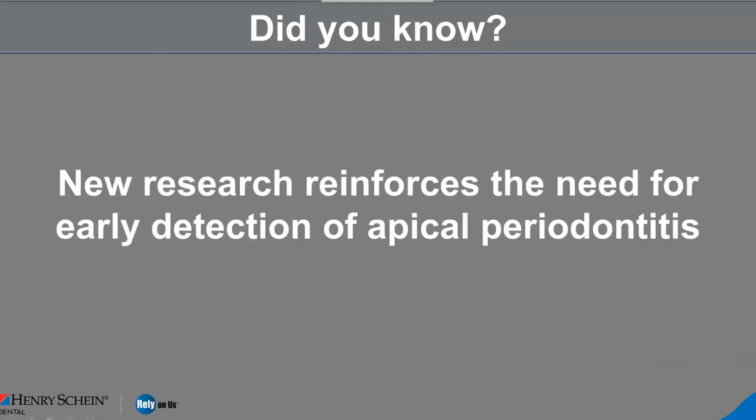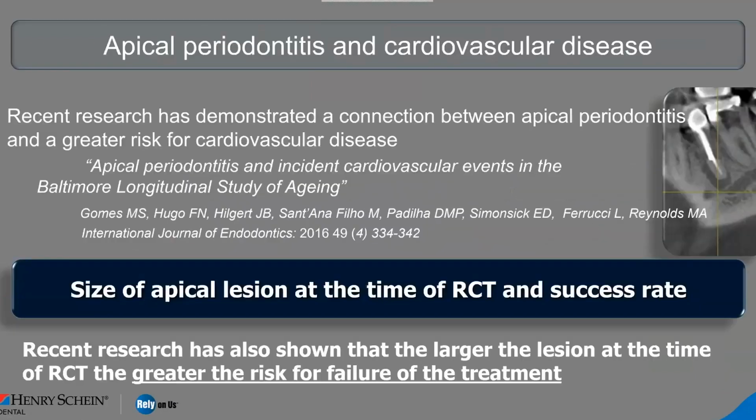All right. Did you know that new research reinforces the need for early detection of apical periodontitis? We're seeing that there is a connection between apical periodontitis and an increased risk for cardiovascular disease. Shouldn't be a huge surprise. We saw this a while ago with periodontal disease. So anytime we have a chronic inflammatory process going on, we have an increased risk for cardiovascular disease.